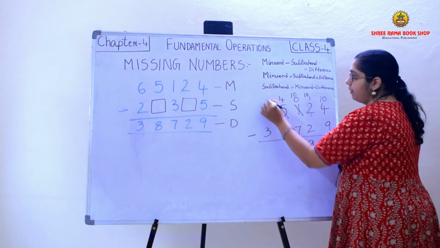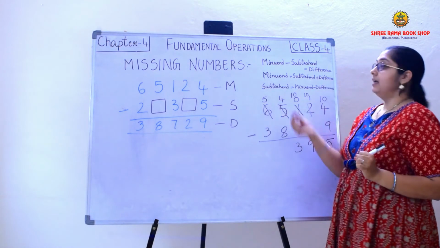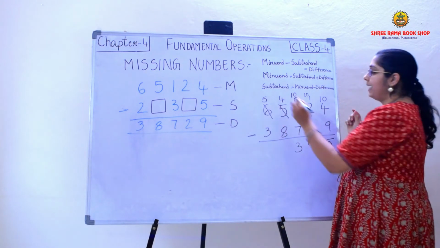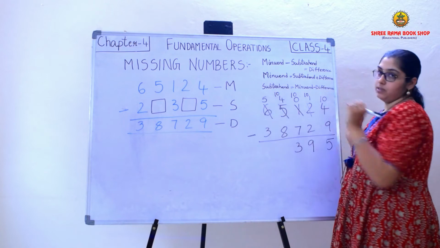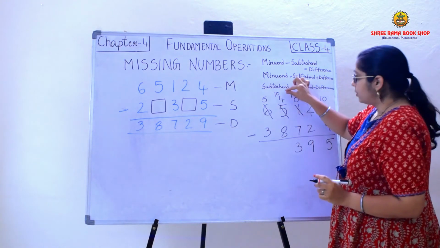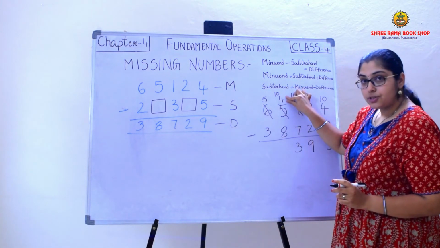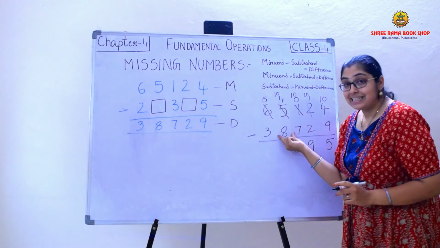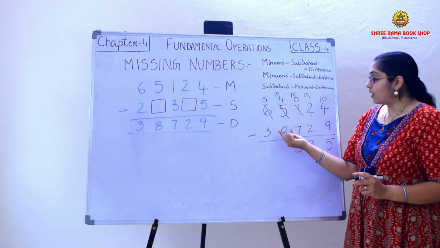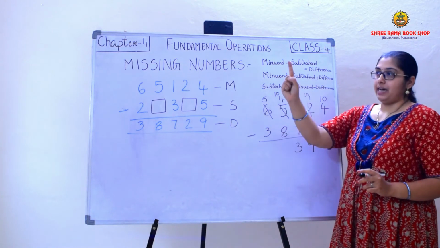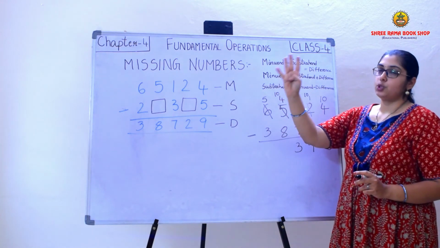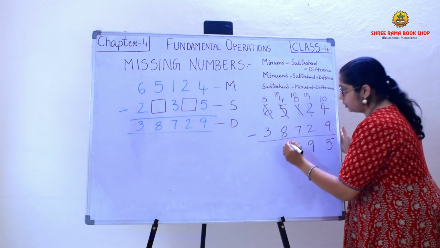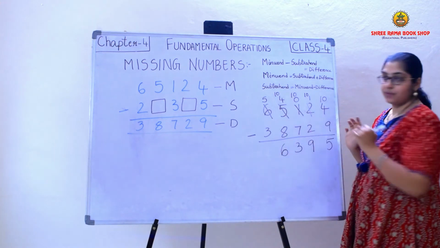So, here it will become 5. Okay? Now, here 1 10,000, when I take the thousands column, it will become 10,000. So 10 plus 4 is how much, children? It is 14. So 14 minus 8. So, what is the answer? After 8, 9, 10, 11, 12, 13, 14. So, the answer is 6, right? So, I will write the answer 6 over here.